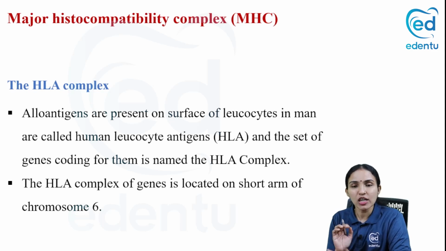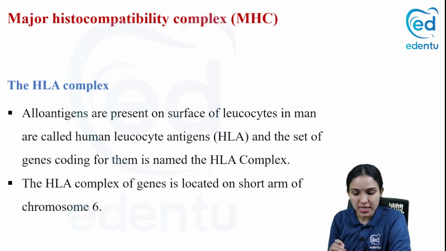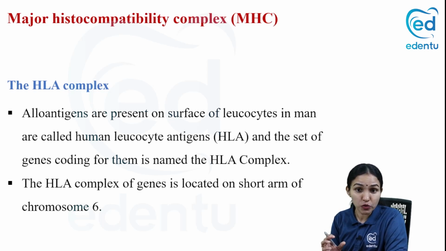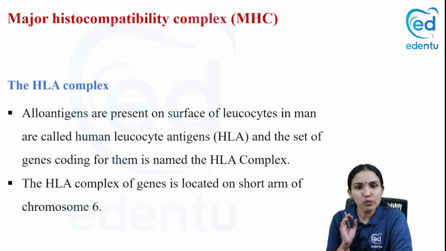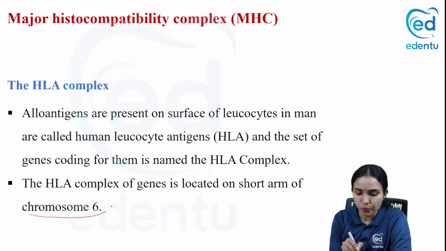So the HLA complex, they are the antigens present on the surface of human leukocytes. So you call it as HLA, and the set of genes coding for them is called the HLA complex or the MHC, the same thing. And in which chromosome it is located, it's important. It's located on chromosome 6.